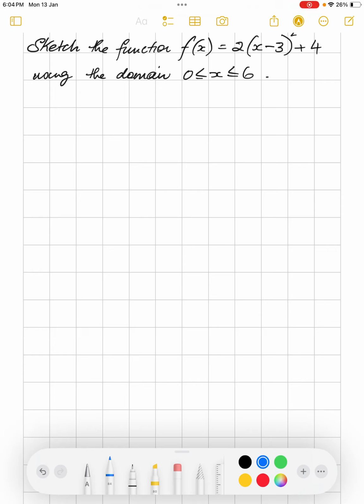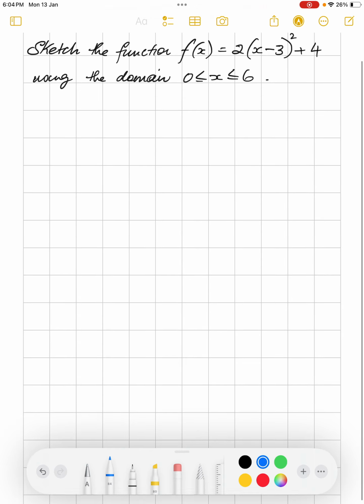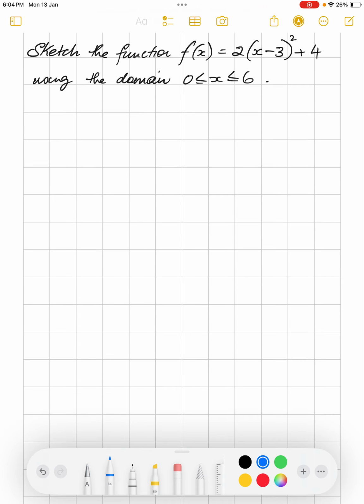This question says to sketch the function f of x is equal to 2(x minus 3) squared plus 4 using the domain 0 to 6. X is between 0 and 6. So let's have a look at a y-axis and an x-axis, and we're going to use the domain from 0 to 6. So we don't need the negatives.